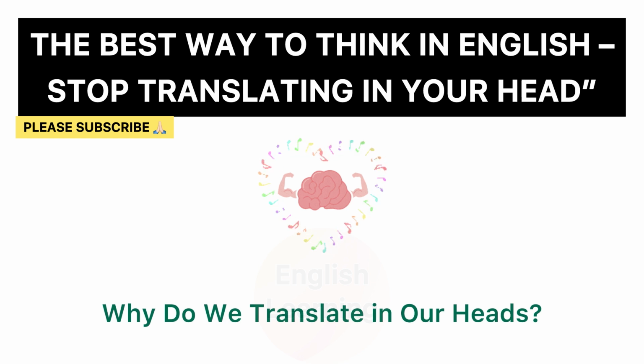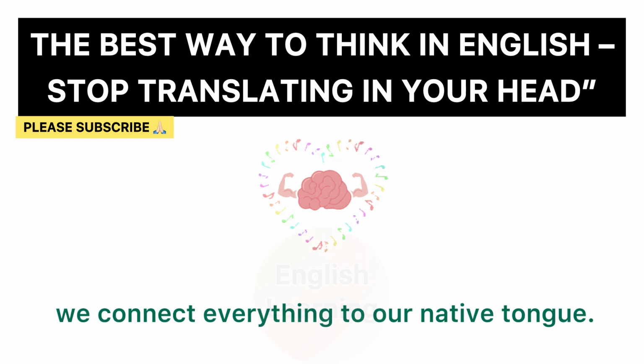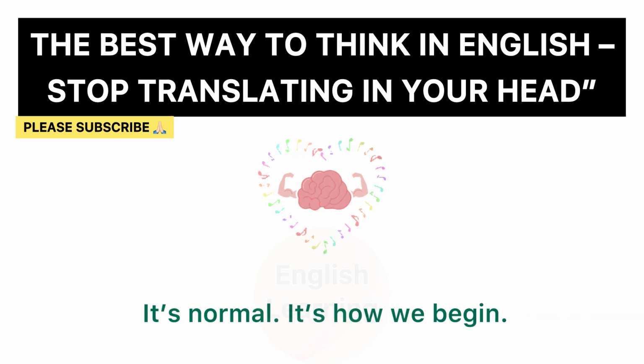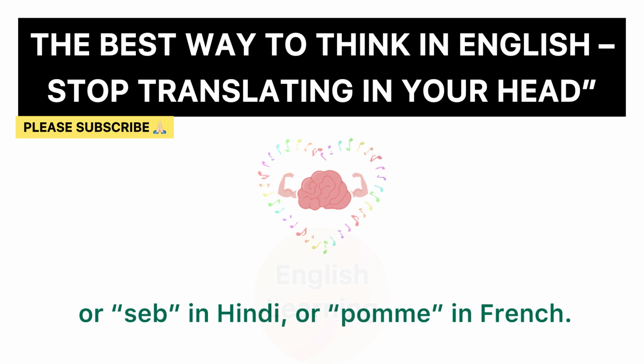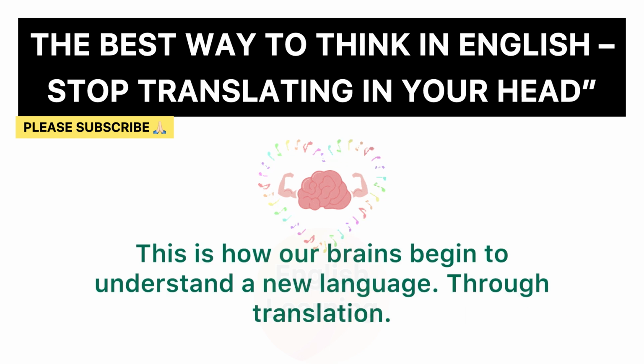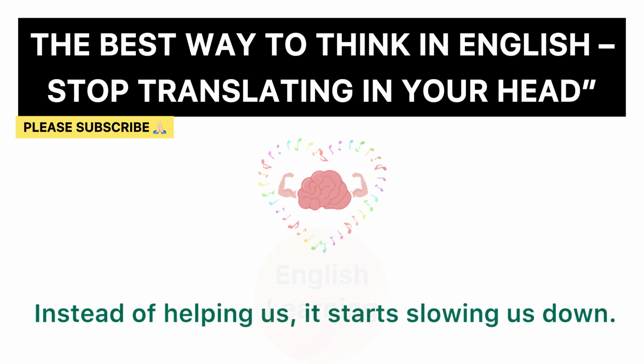Why do we translate in our heads? When we first start learning a language, we connect everything to our native tongue. It's normal, it's how we begin. For example, you learn that apple in English means the same thing as manzana in Spanish, or seb in Hindi, or pomme in French. This is how our brains begin to understand a new language, through translation. But at some point, translation becomes a barrier. Instead of helping us, it starts slowing us down.